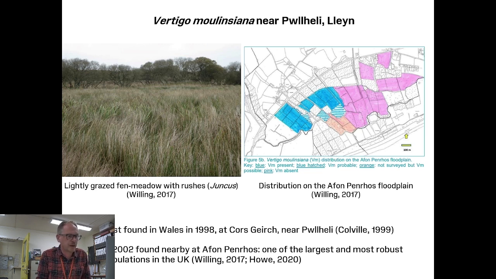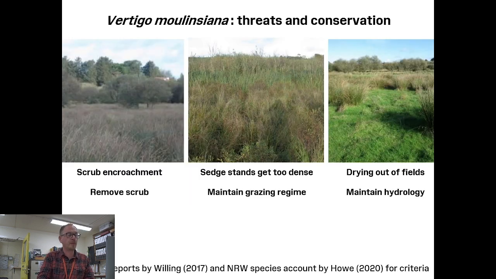It was also found nearby in the Afon Penros, which is where they've done that more detailed survey work, and they found that it's actually there in huge numbers. It's one of the largest and most robust populations that we have in the UK of this species. So despite not being in lowland England, it seems to be doing rather well. But like the Angustior I was talking about before, it is threatened by changes to the habitat.